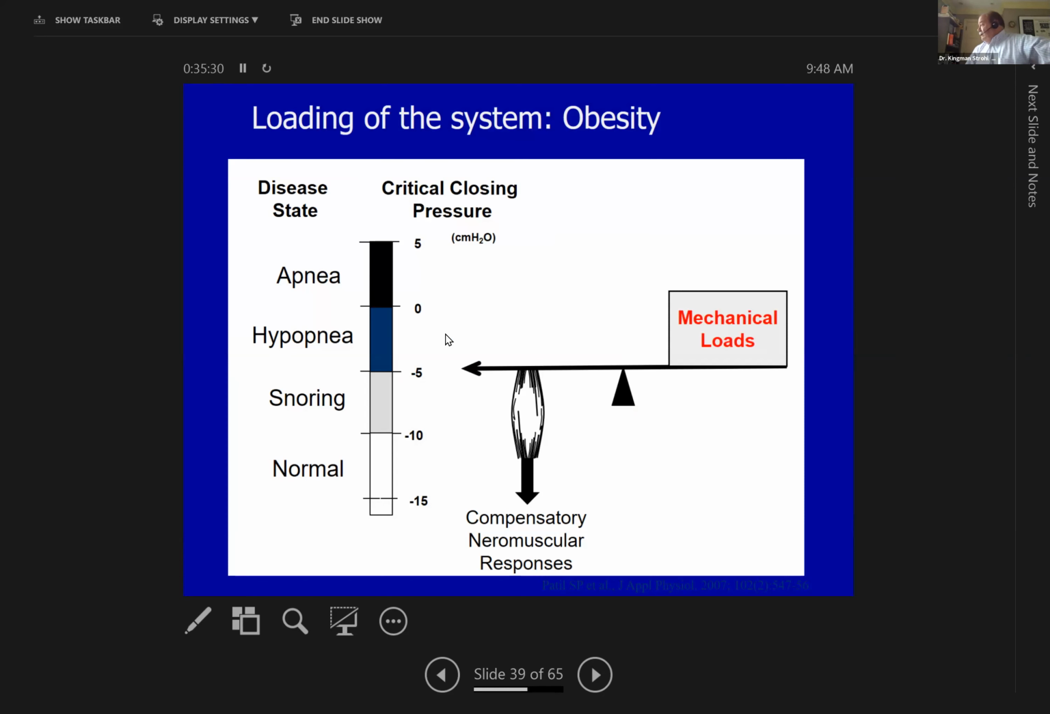So obesity loads the system. The higher your obesity, the higher your weight, the bigger your P crit.